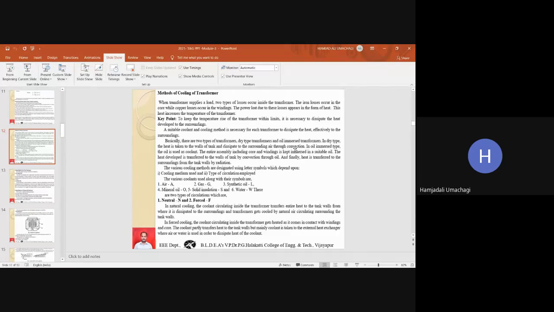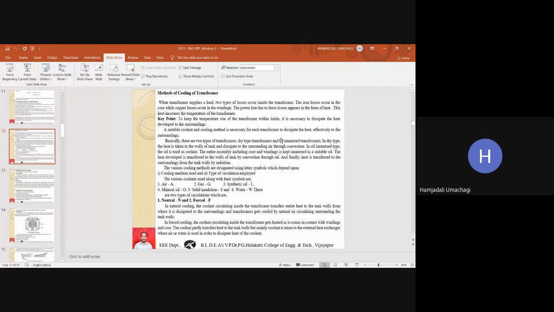Dry type means what? There is no oil present inside the transformer, whereas for cooling purposes we would otherwise use certain mineral oils. So if oil is absent, then that type of transformer we call a dry type transformer. And for cooling purposes, if I use some mineral oil, then that type of transformer we call an oil immersed transformer, right?